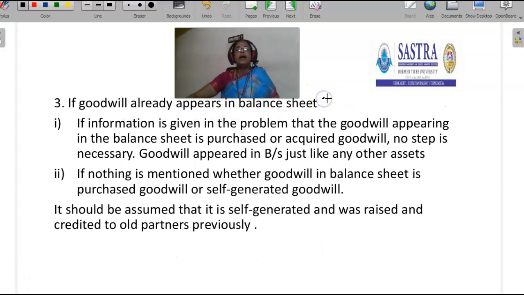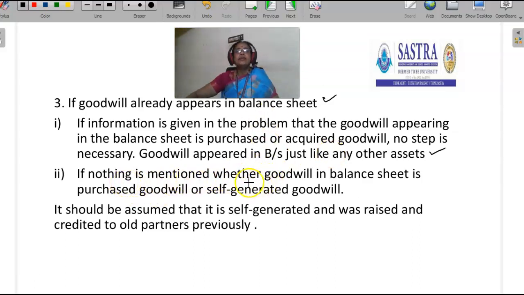Third case, if goodwill already appears in the balance sheet. If information is given in the problem that the goodwill appearing in the balance sheet is purchased or acquired goodwill, then it is not an inherent goodwill, and no step is necessary. We don't need to pass any entry. Goodwill appearing in the balance sheet is just like any other asset, just like plant and machinery, land and building, furniture. We have to treat goodwill also in the same way.